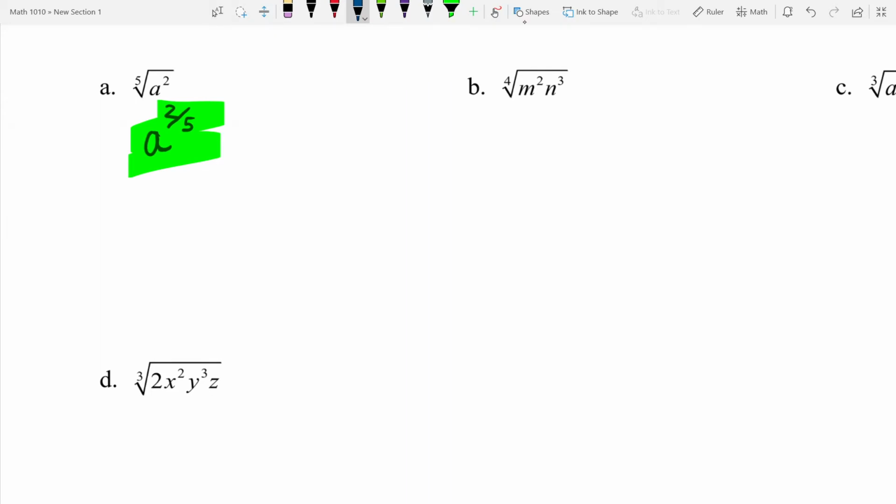Look at the next one. This is an m to the 2 over, talk to me guys, 4, and then you have an n to the 3 over 4. This will be worth 3 points, and if you stop right there, you're going to lose 1 point. Can someone tell me why? Because it's a half. Yeah, 2/4 reduces to a half. Good. So this is m to the 1/2 times n to the 3/4, and you're done.